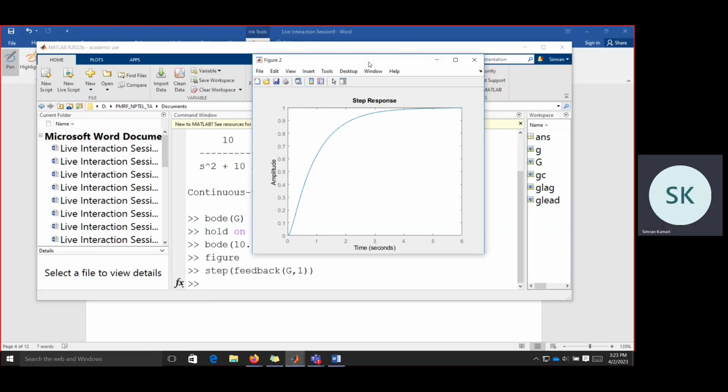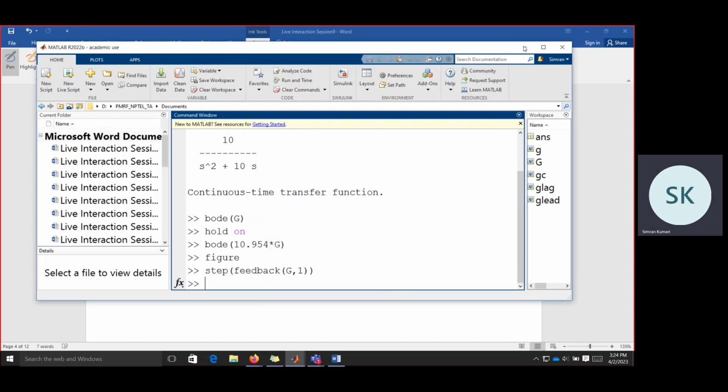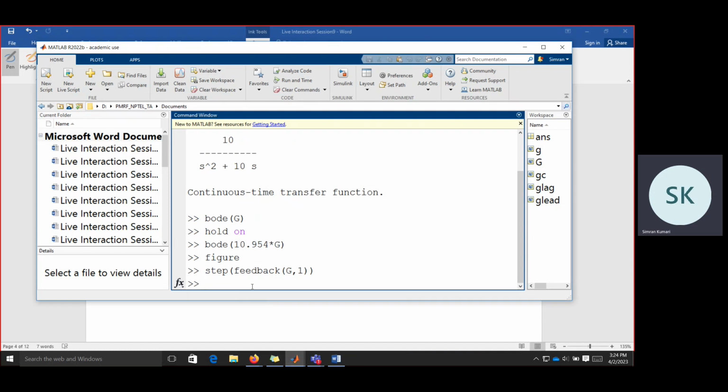So this is the step response. We can see it is taking approximately 4.5 or 4 seconds to reach the reference, which is the unit step. Okay, this is for the system without this gain compensator. So now we'll see what the response is when this gain is there as a compensator.